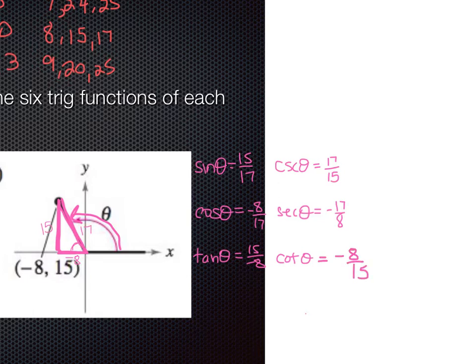Again, remember the radius will always be positive, okay? Always, always, always, always. So your x and your y can change from positive to negative depending on which quadrant that point is in, but your radius will always be positive. Questions so far?